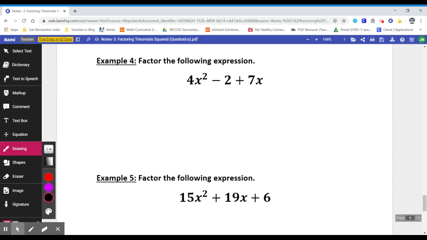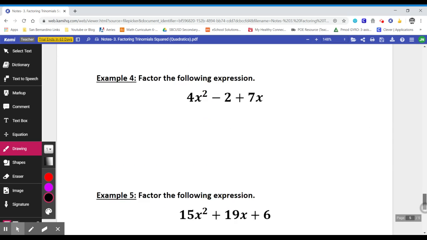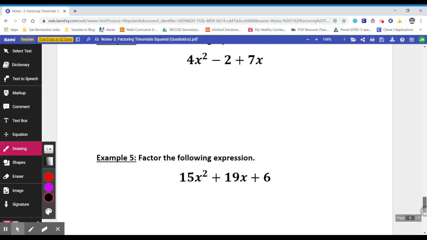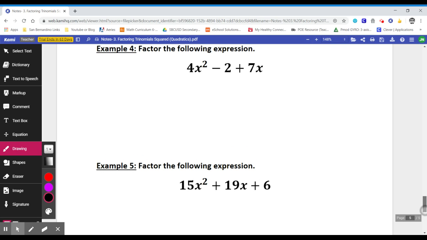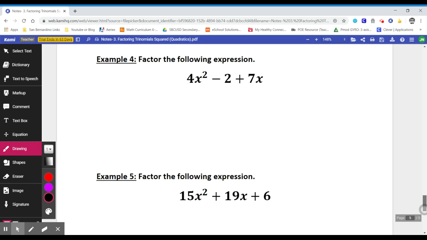Also, the other example that I have for you is 15x squared plus 19x plus 6. Try to see if you can factor that out. Once you have that, if you want to go ahead and pause the video, try these out, and then I'm going to do them really, really quick. This time I'm going to go fast.